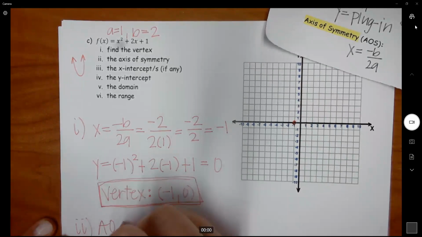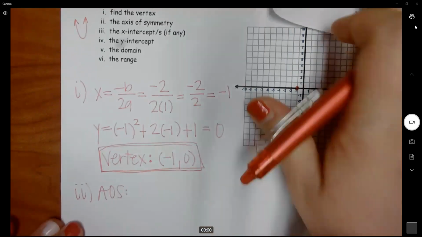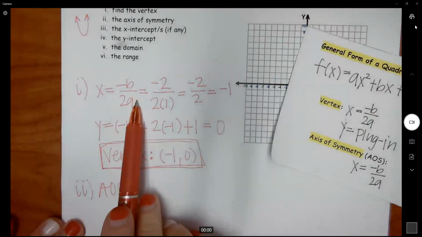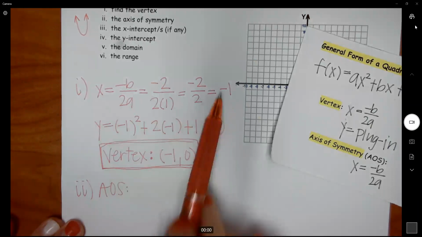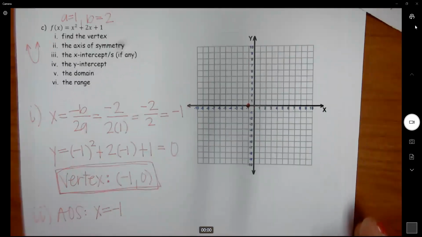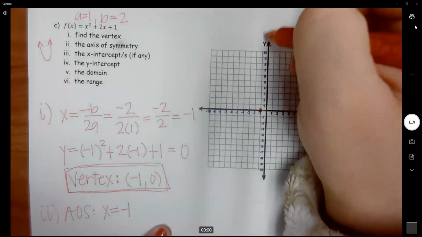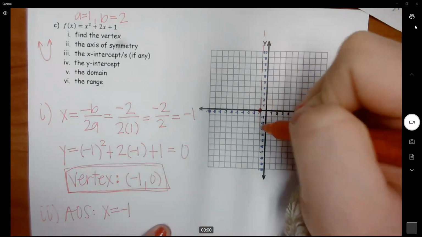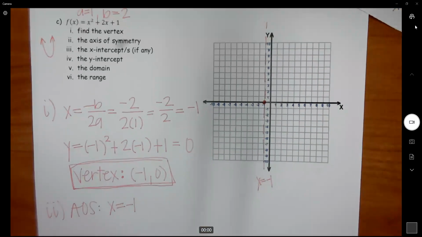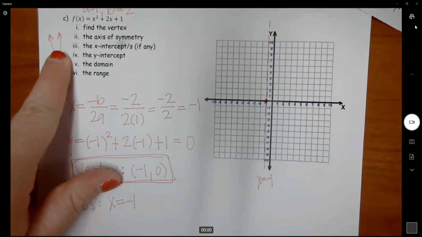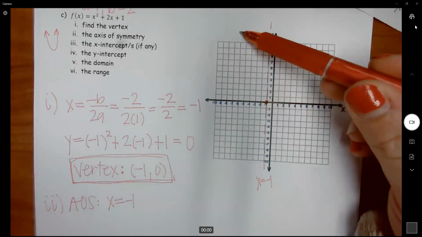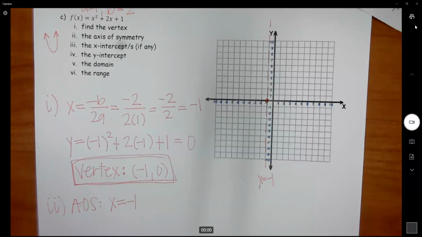We need the axis of symmetry. And your axis of symmetry is your negative b over 2a. Well, we've already done negative b over 2a. That's my x. So my axis of symmetry is x equals negative 1. So we're putting that right here through that vertex at x equals negative 1. So we know that this is going up. So I know that this side here is going to look the same as this side. It should mirror each other.